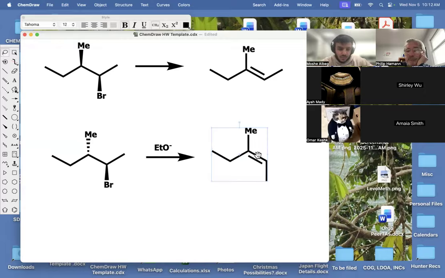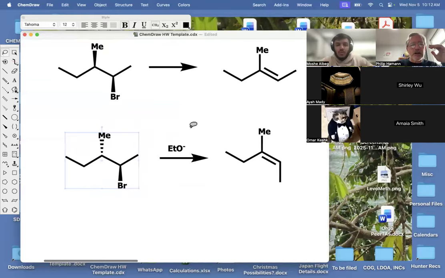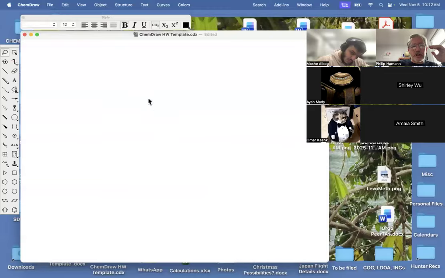Professor, I'm confused, but we started with a dash and a wedge for this one, and isn't it already anti-periplanar? The methyl is, you need the hydrogen to be anti-periplanar. Can you show us what that means? Yeah, I'm going to go there, but this is a shortcut. So let me go through the logic again.